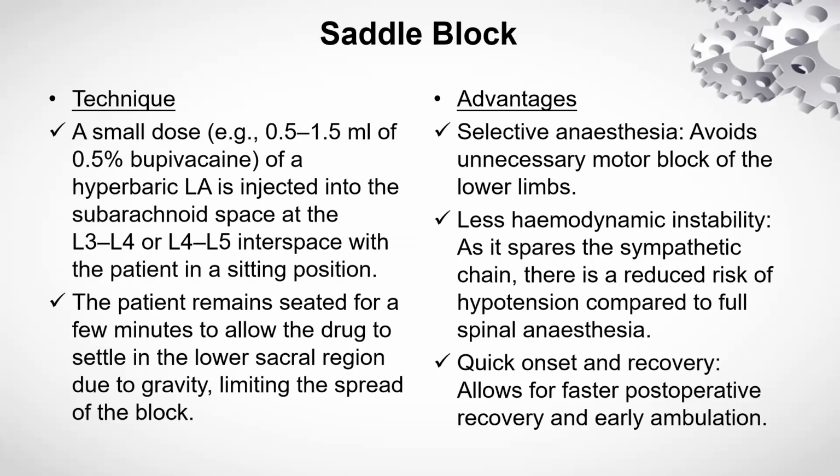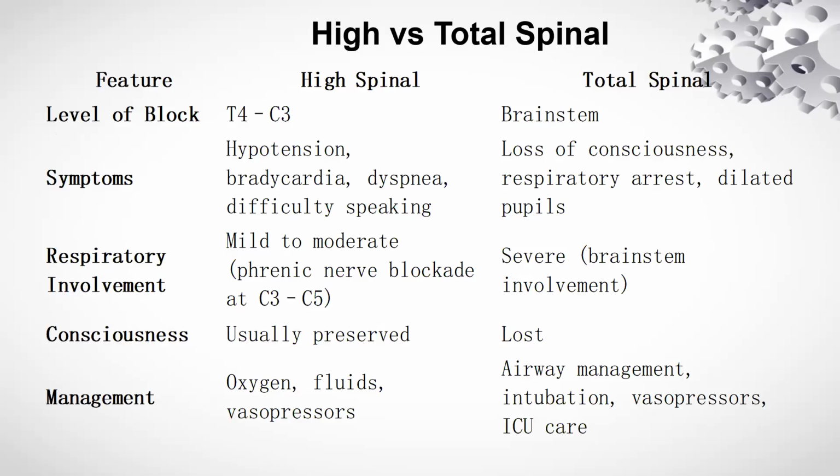All right, the advantage is that it avoids unnecessary motor block of the lower limbs. It causes less hemodynamic instability because it spares the sympathetic chain. Therefore, there's reduced risk of hypotension compared to full spinal anesthesia. And it leads to quick onset and recovery, because of the level of block that is achieved. And this leads to early ambulation and recovery.